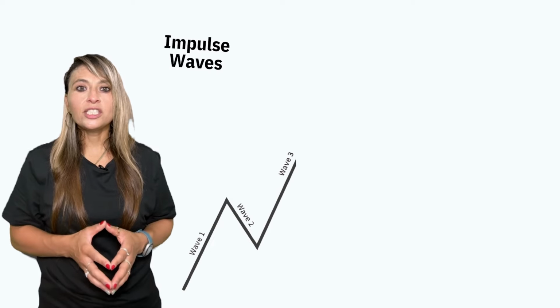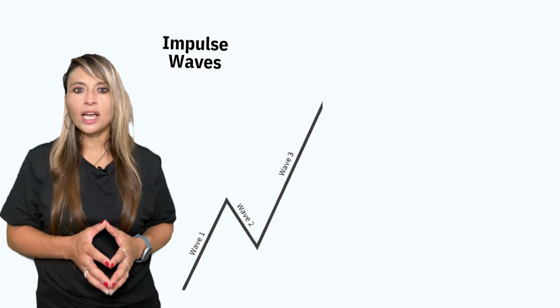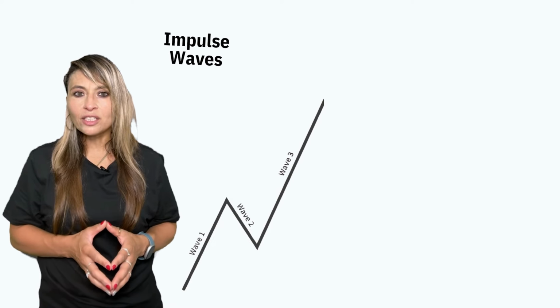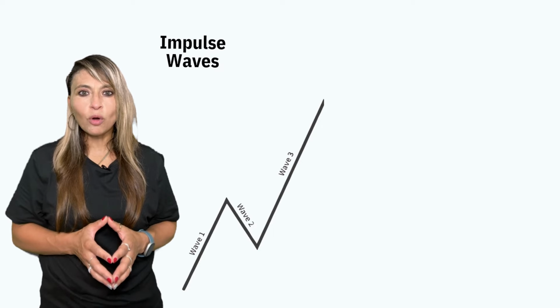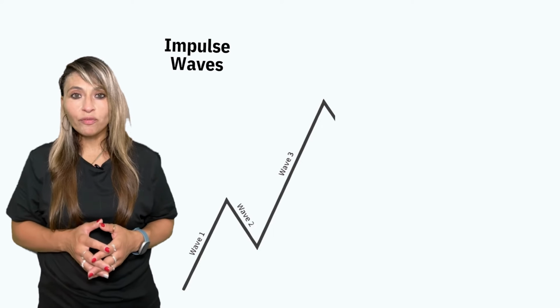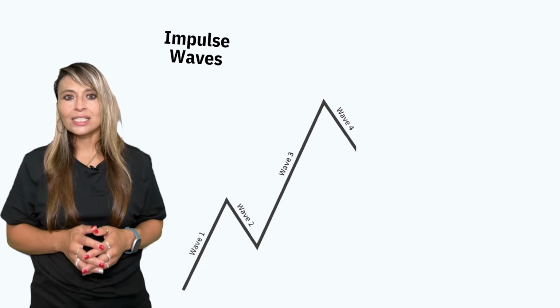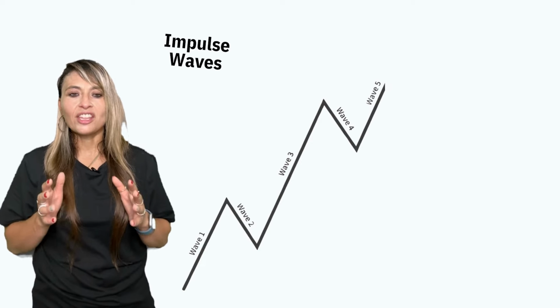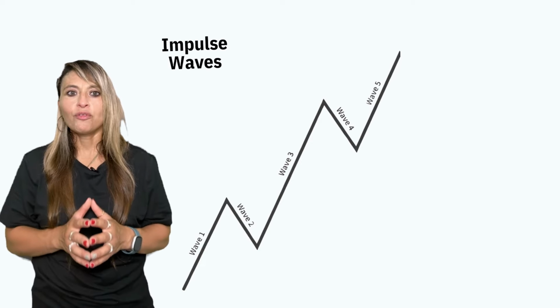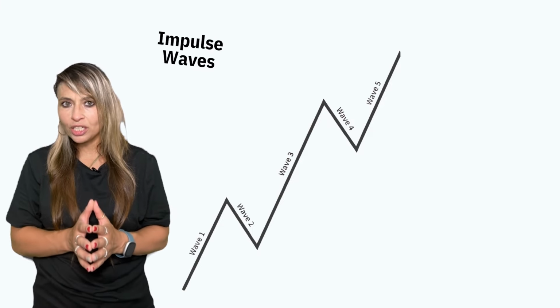Wave 3, this is usually the strongest and longest wave, where the market moves up significantly as more investors jump in. Wave 4, a major correction that is typically less intense than wave 2. Wave 5, the final push upward, fueled by the remaining bullish sentiment.